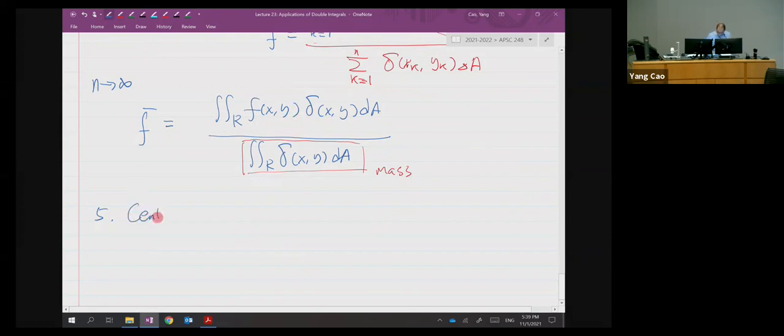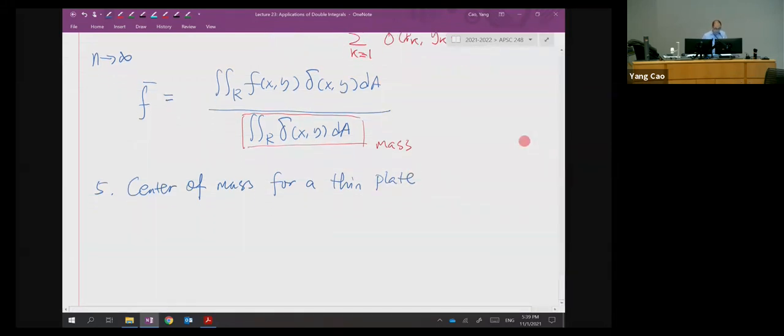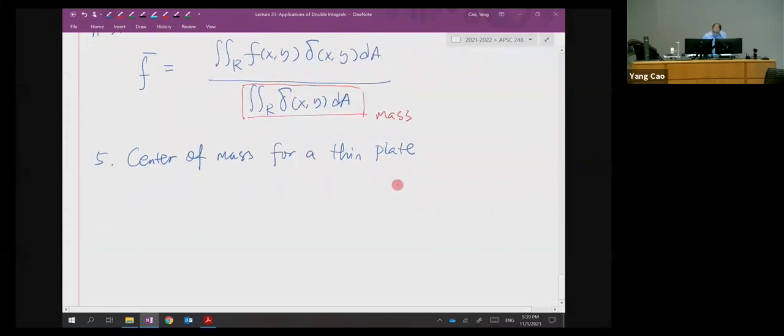Okay, so the next one is center of mass for a thin plate. This is an application based on the results that come directly out of number 4. So how do we get the center of mass for a thin plate? This is a very useful mechanical quantity. If you are a mechanical engineer or civil engineer, you deal with this center of mass a lot. You need the information to do your calculation.